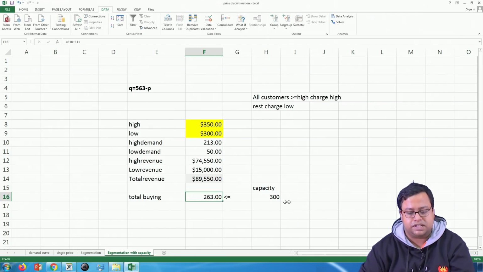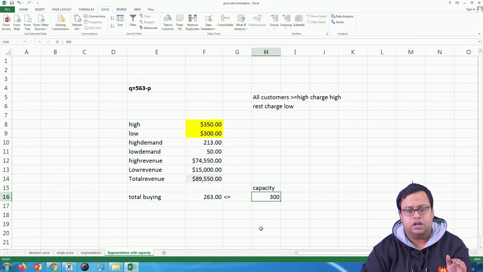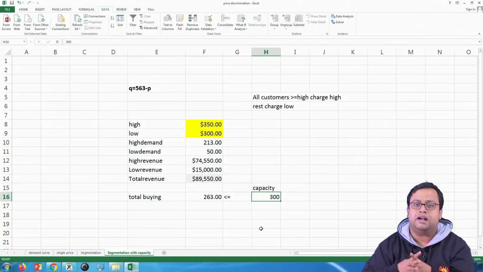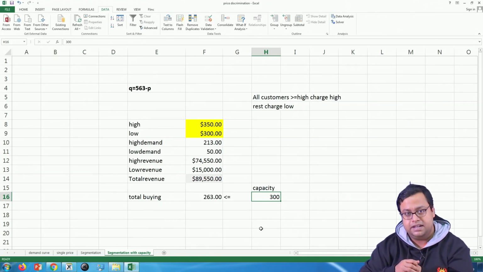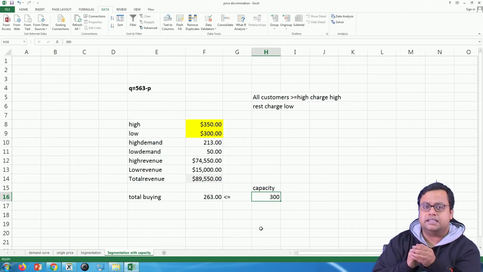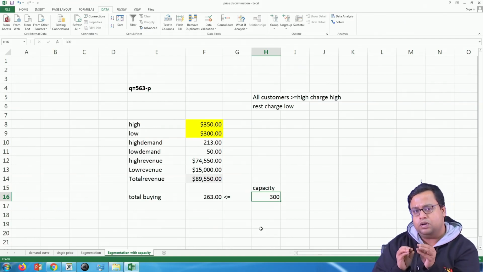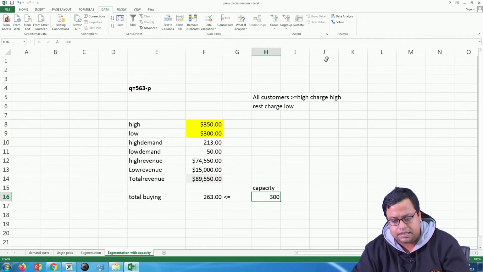Now this value is 263, lower than the capacity. This value is actually high demand plus low demand, that one extra variable, which is your total buying currently, and your capacity is 300. So, you have to make sure that whatever pricing you do, your demand does not shoot above the capacity. You have to make sure that it remains within the capacity. So, you do the pricing in such a way that people in high demand will pay high, people in low demand will pay low, but the capacity constraint is taken care of.